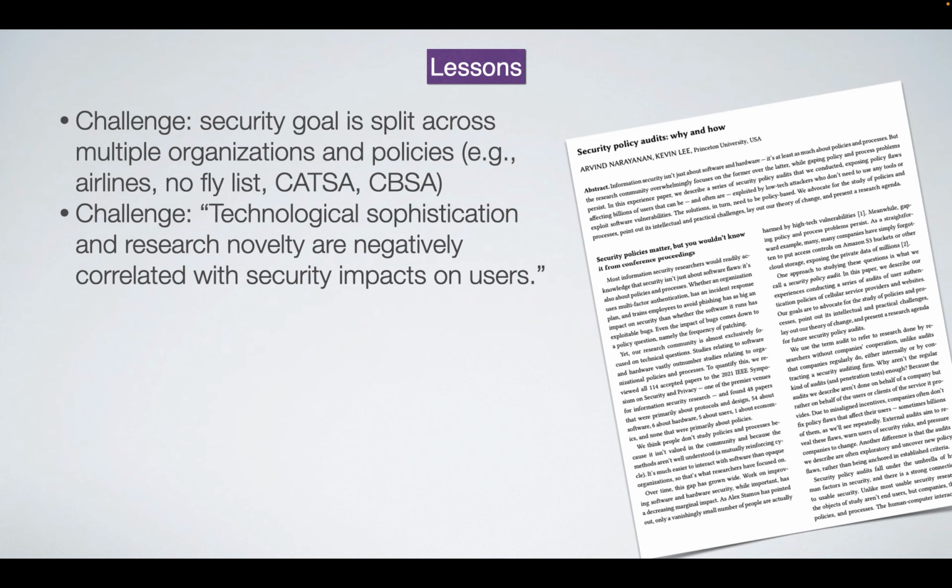Another thing they point out in the paper, quote, is technological sophistication and research novelty are negatively correlated with security impacts on users. Okay, so basically meaning that when academics write papers, we like to write about static analysis because it's really technical. We have lots of Greek symbols and we can generate all sorts of charts, with numbers of errors and calculate false positive rates and all of that type of stuff, do some statistical analysis, and it's all really, really hard work. Okay, so when you go read security papers and you look at conferences, it's full of those kinds of papers because it looks fancy and it looks hard to do.